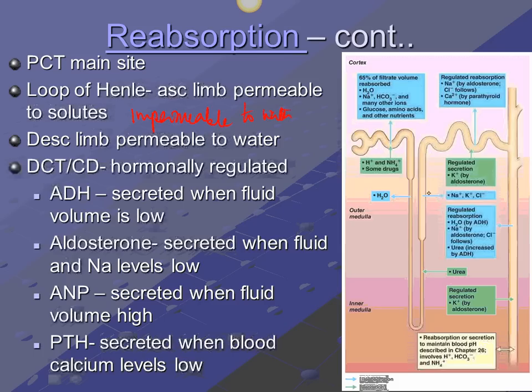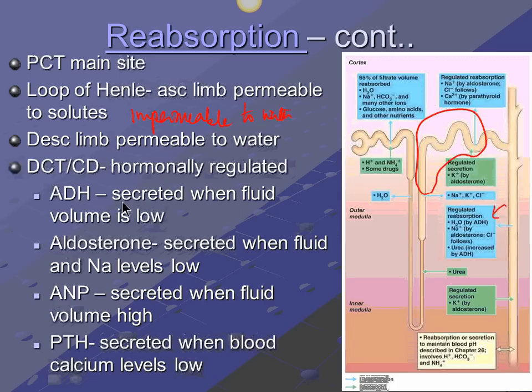In the higher regions, like in this part up here, in this area, all of this is hormonally regulated. So in the lower regions of the ascending limb of the loop of Henle, only solutes can pass from the tubule into the blood vessel. So only they can be reabsorbed. Water doesn't get reabsorbed. And in the distal convoluted tubule and collecting ducts, here are the hormones.